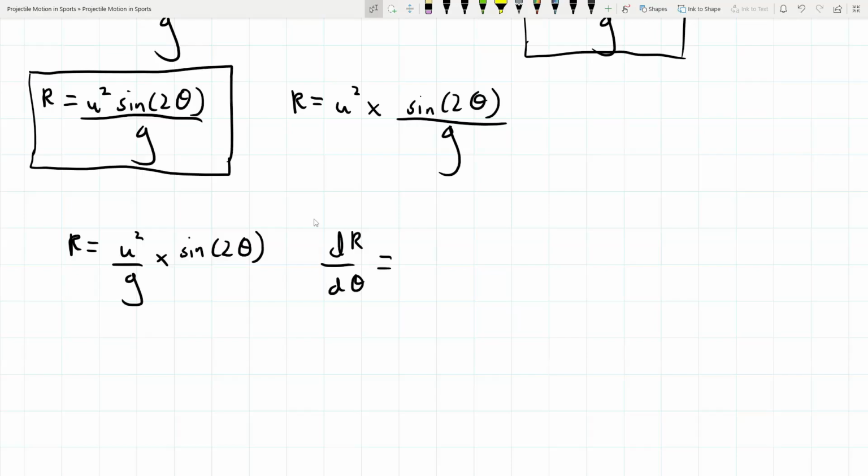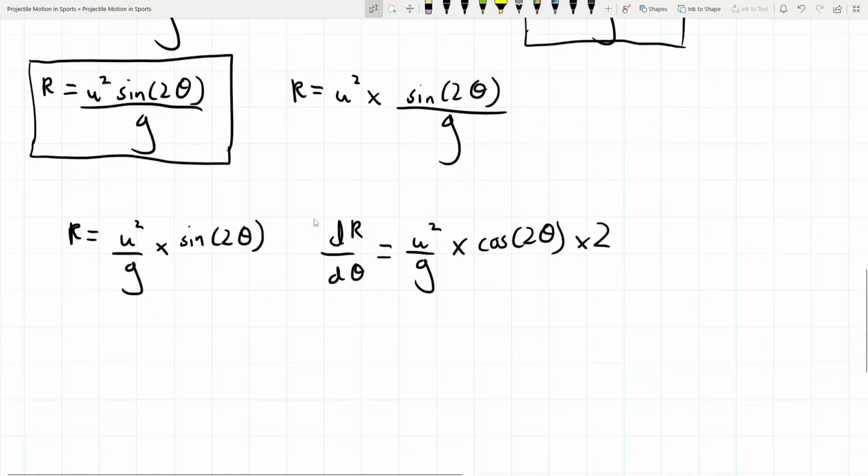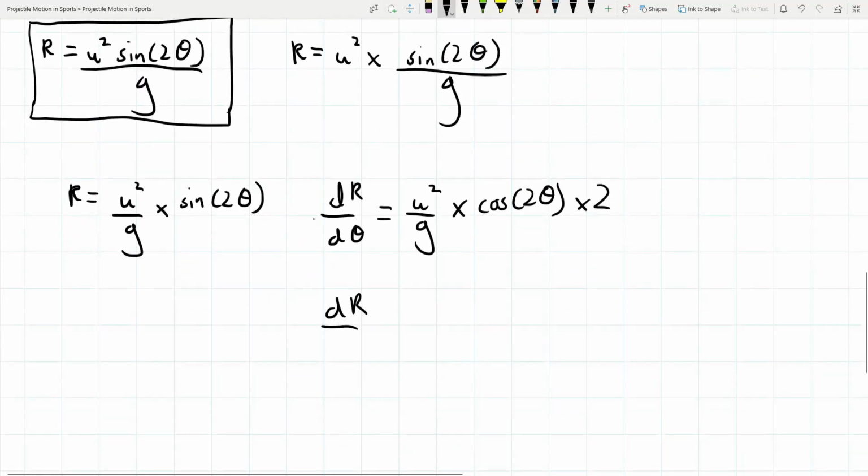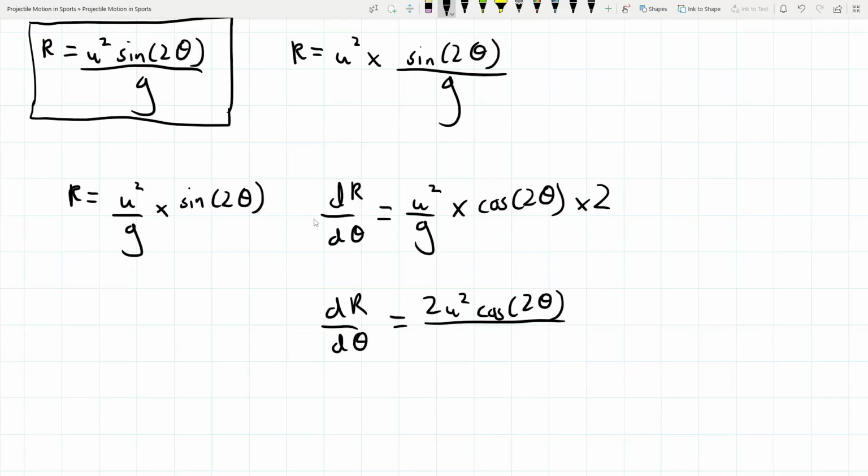The derivative of sin of 2 theta, well, we have u squared over g, that's going to stay the same, times the derivative of sin of 2 theta, which is going to be cos of 2 theta, but because of the chain rule, we have to multiply by the derivative on the inside, that's going to be multiplied by 2. So the derivative with respect to theta equals 2u squared cos 2 theta, all divided by g.